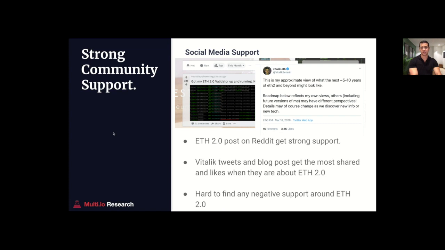And most importantly, the teams building on top of Ethereum have strong support for Ethereum 2.0, especially the bigger DeFi apps like MakerDAO, Compound, Uniswap, and Kyber, which have all mentioned support for Ethereum 2.0.